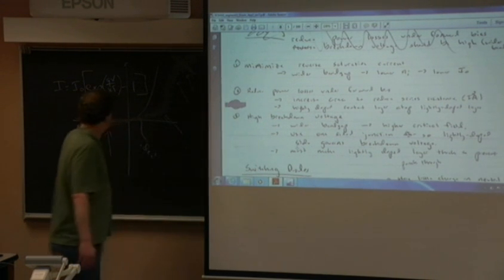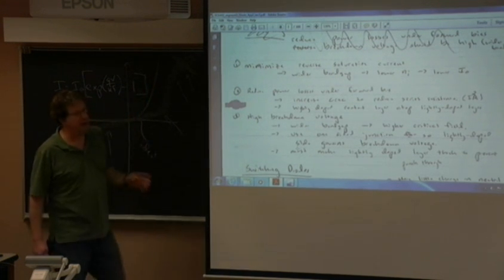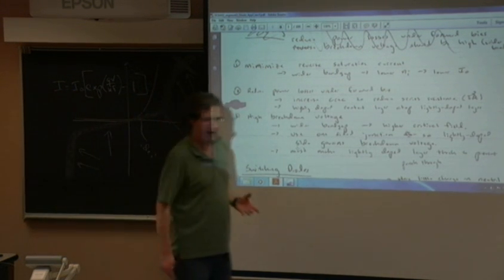Then some of these things that cause it to flop over were related to the series resistance of the device.